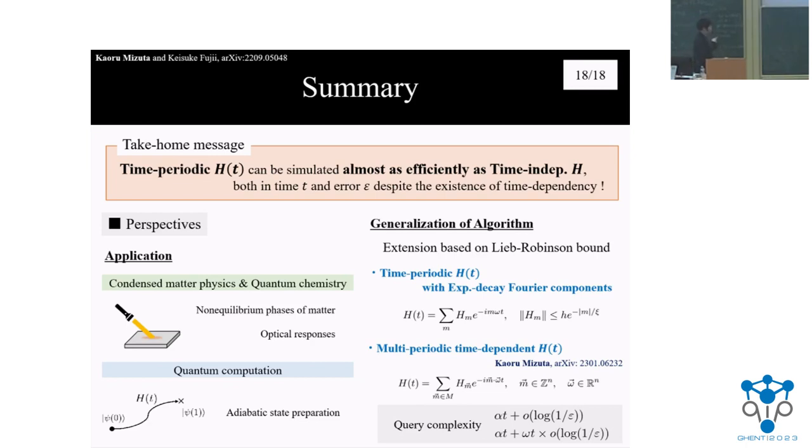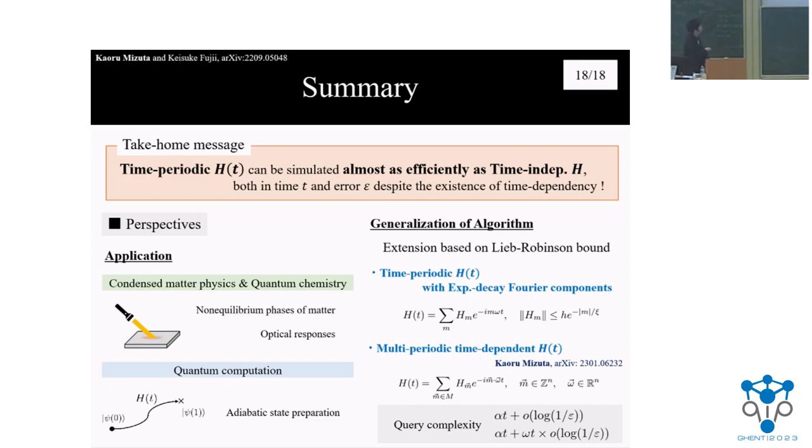Actually, our efficient query complexity relies on the existence of the Lieb-Robinson bound. In the case of time-periodic Hamiltonians, we use a one-dimensional finite range system. It can be mapped to one-dimensional finite range systems. By considering other systems, we also expect the extension.